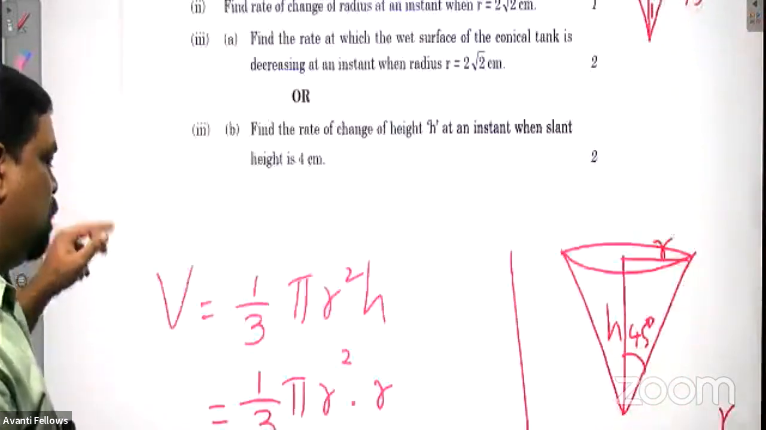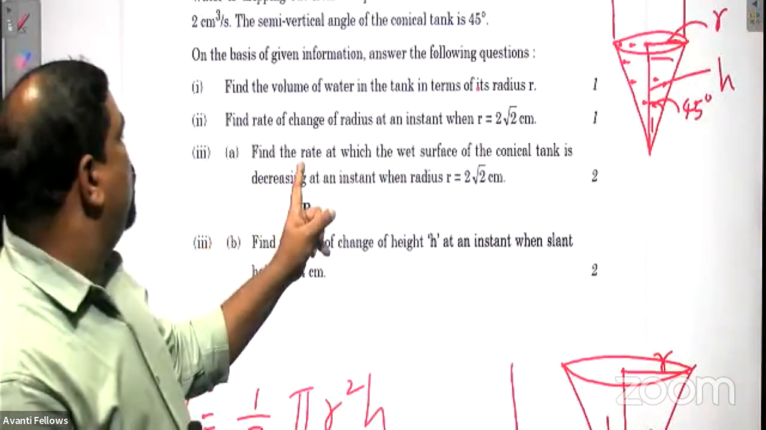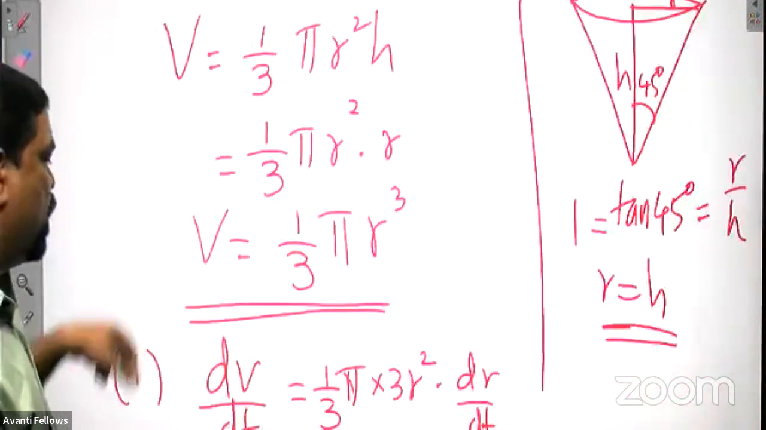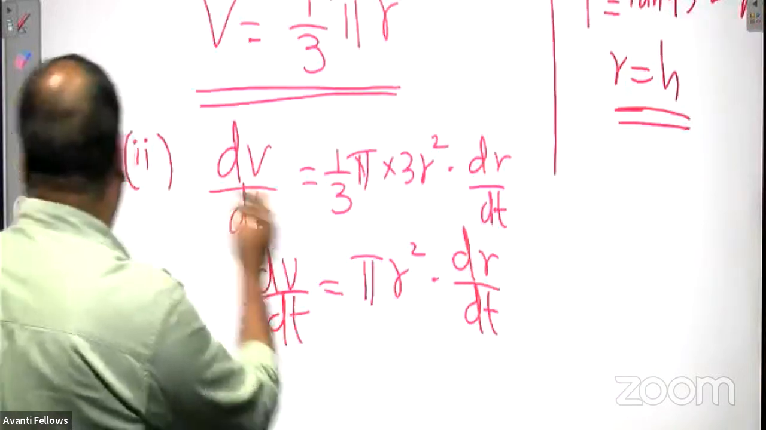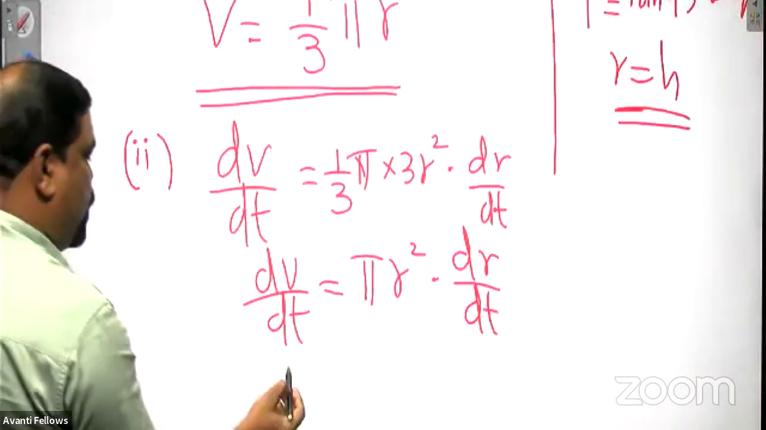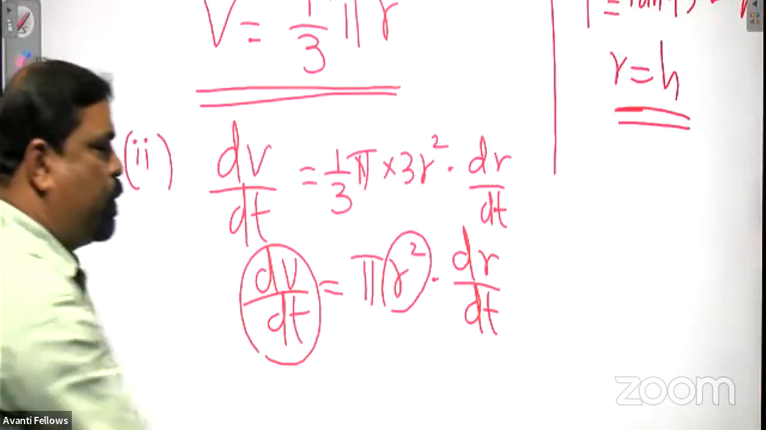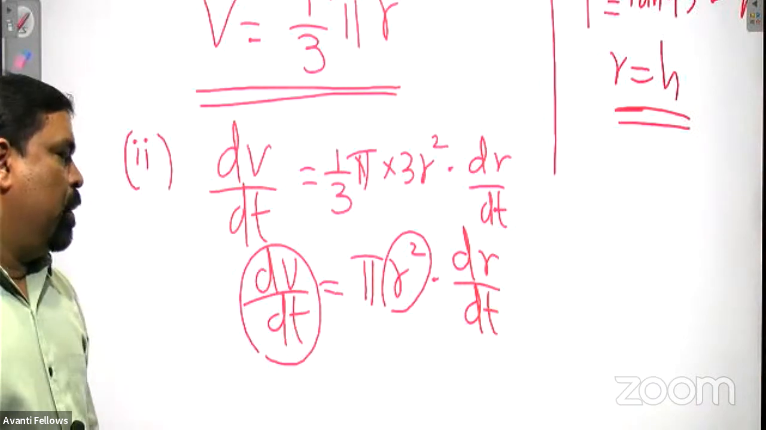And the radius at the instant, the radius equal to 2 root 2. So the value of r is given, 2 root 2. And the value of dV by dt is also given. So we can substitute dV by dt and we can substitute r also, so that you will get the value of dr by dt.